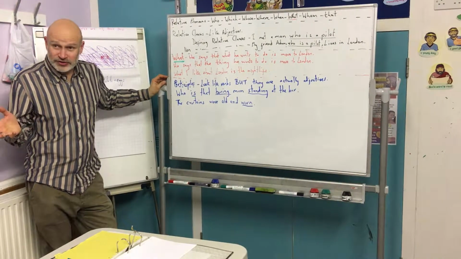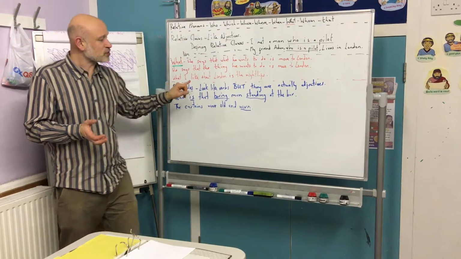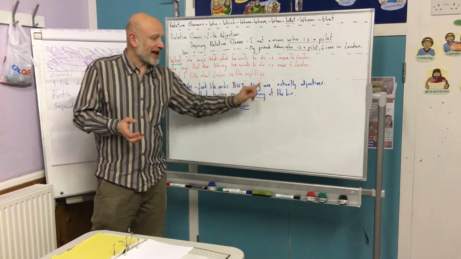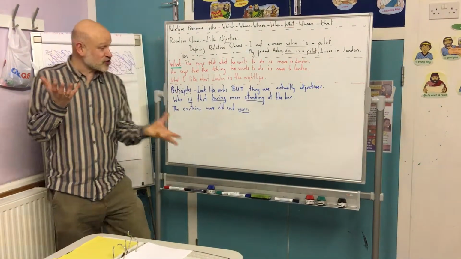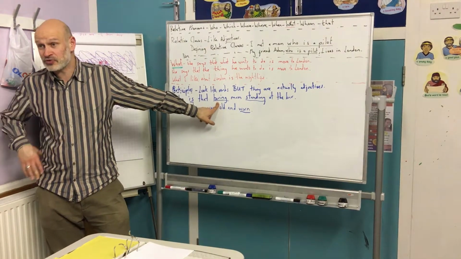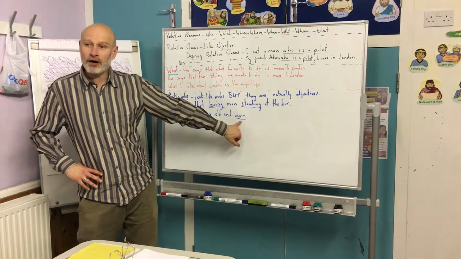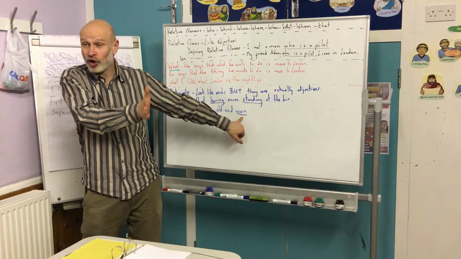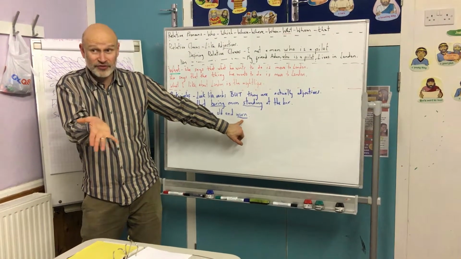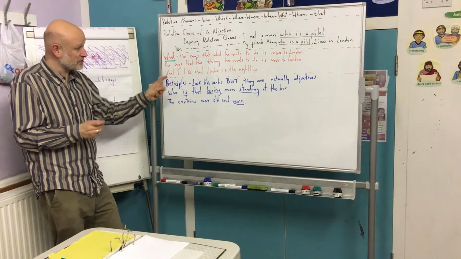And the final thing we looked at today were participles. Participles look like verbs, but they're actually adjectives. There are two types of participles. One's called present participles, which look like ing verbs, and the other ones are past participles, the third column, which look like the third column of a verb, but they're actually adjectives when they're called participles.